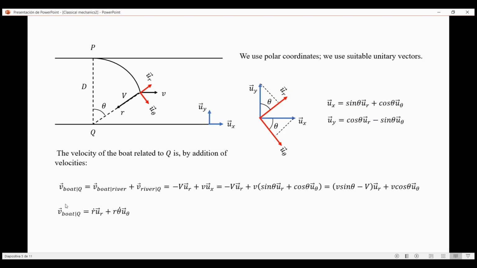But as we saw in the previous slide, the velocity of the boat related to q, in polar coordinates, is r dot in the radial direction plus r theta dot u sub theta. So all we have to do is equate. R dot must be equal to this. So r dot is small v sine of theta minus capital V. And r theta dot is small v cosine of theta, the u sub theta component, the same as this.